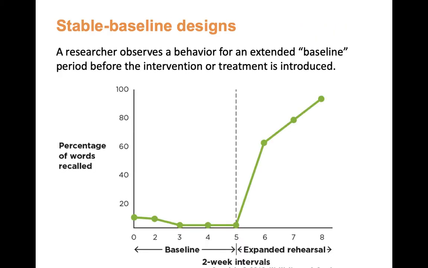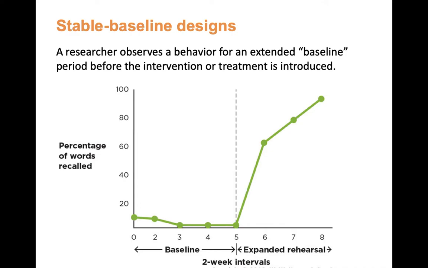So the first example is called a stable baseline design. In this study design, a researcher observes a behavior for an extended baseline period before the intervention or treatment is introduced. So the idea is that if the baseline is stable and then the target behavior changes after the treatment, we can be more certain that the treatment is effective.